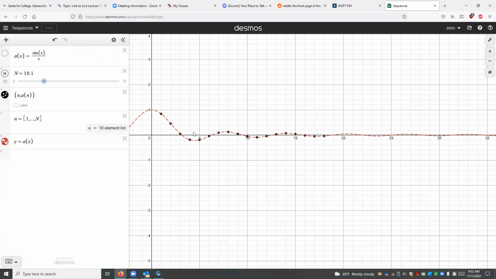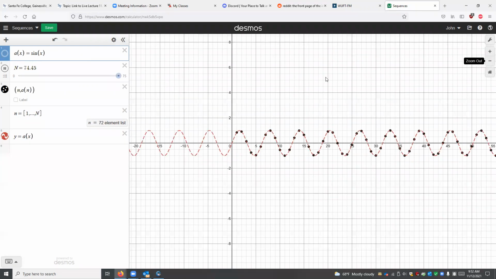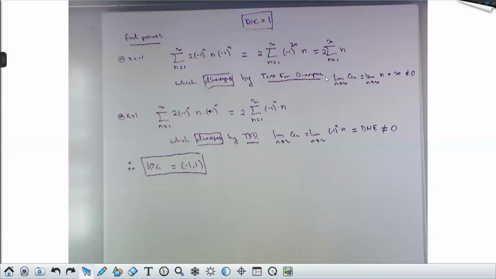It's a fun way. If you're having trouble figuring out the limit of a sequence, this can be a really fun tool to help you with that. I built it to help my wife see why this sequence diverged. Anyway, number 12.